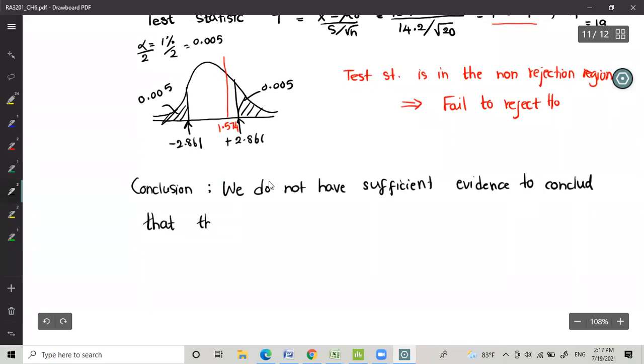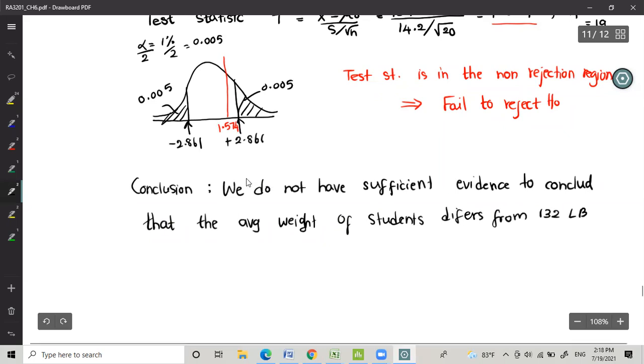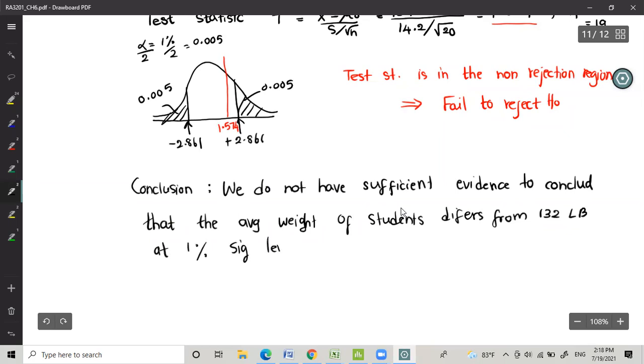What do we want to conclude? The average weight of students differs from 132 lb. We wanted to conclude it, but we do not have sufficient evidence to conclude it at 1% significance level, right? So that is our conclusion.